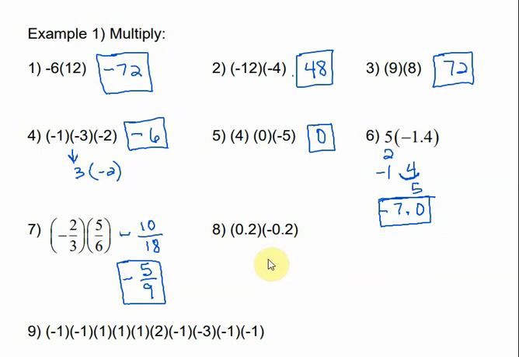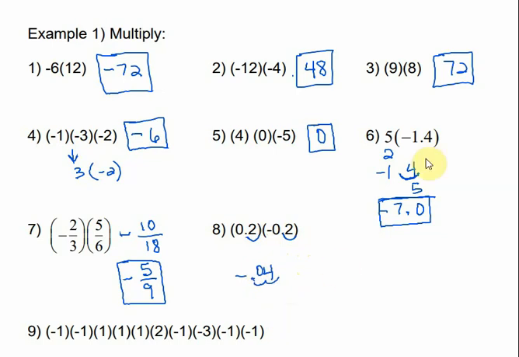Okay, for number 8, again, if I'm multiplying, I don't need to worry about the decimals until the end. So here I just see a 2 times a negative 2, which would give me a negative 4. Here we go, negative 4. And I see that there are 2 decimal places. So I need to stick 2 decimal places back into my answer. All right, so there's where the decimal goes.